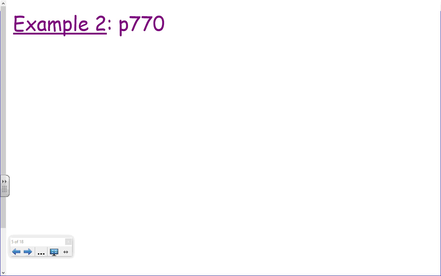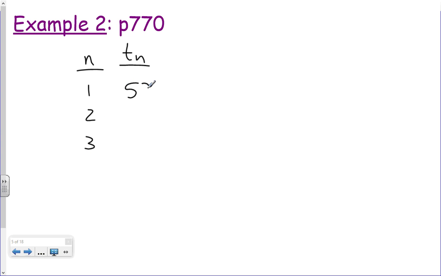Look at example 2. Example 2 there on page 770 in your book says you want to find algebraically the 100th partial sum of the arithmetic series 53 plus 60 plus 67 and so forth. All right, so again, I'm going to start this out the same way here. I like writing this out as a table of data, listing out what your sequence of terms are, and then trying to figure out what the pattern is.